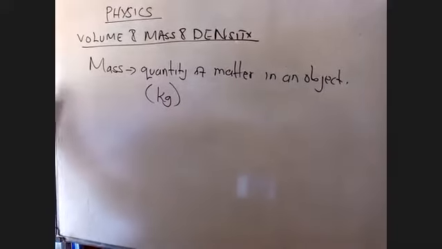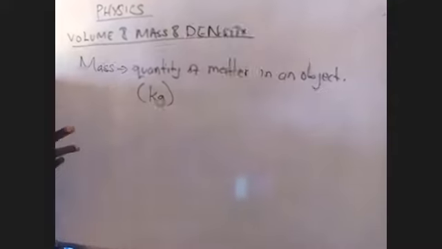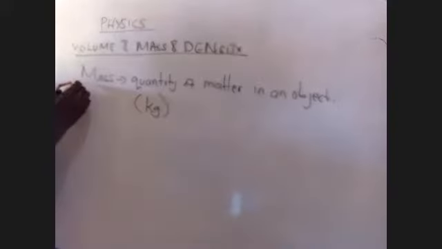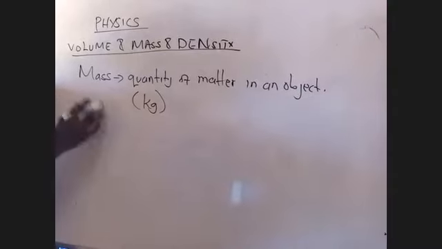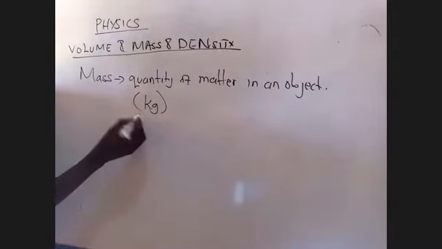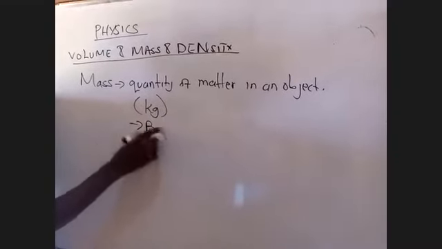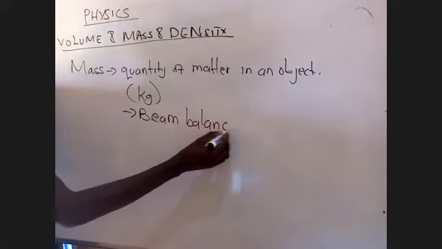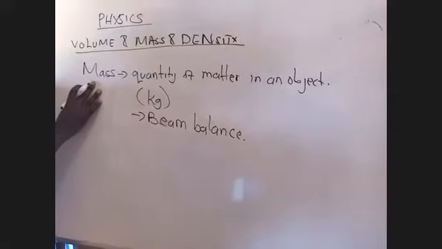So matter usually falls under 2 categories. Remember that in physics, we have the basic physical quantities and the derived quantities. So mass is a basic physical quantity. Why? Because it has a measuring instrument, and the measuring instrument for measuring mass is called a beam balance. This is the measuring instrument that is used to measure mass.